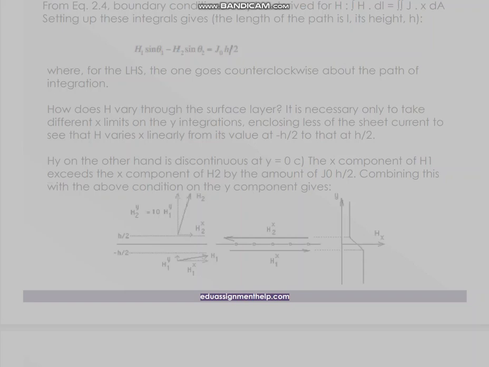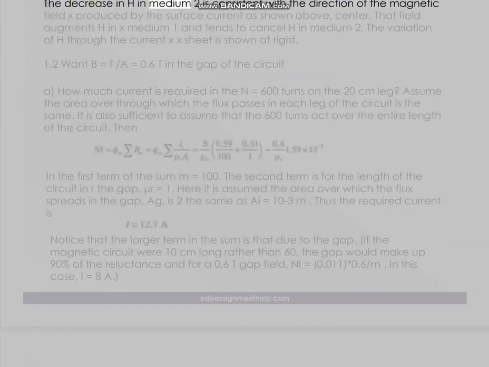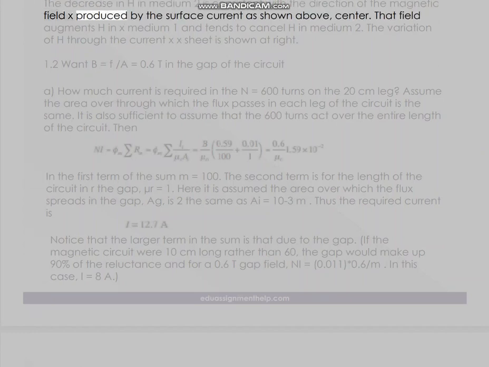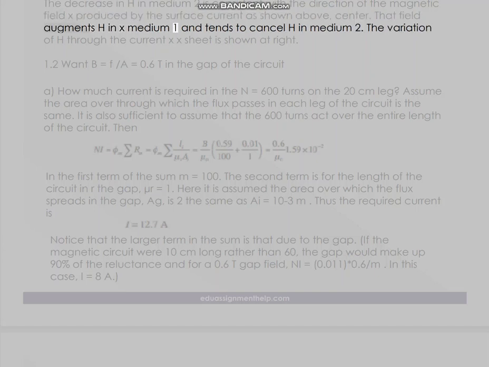The decrease in H in medium 2 is consistent with the direction of the magnetic field produced by the surface current as shown above, center. That field augments H in medium 1 and tends to cancel H in medium 2. The variation of H through the current sheet is shown at right.